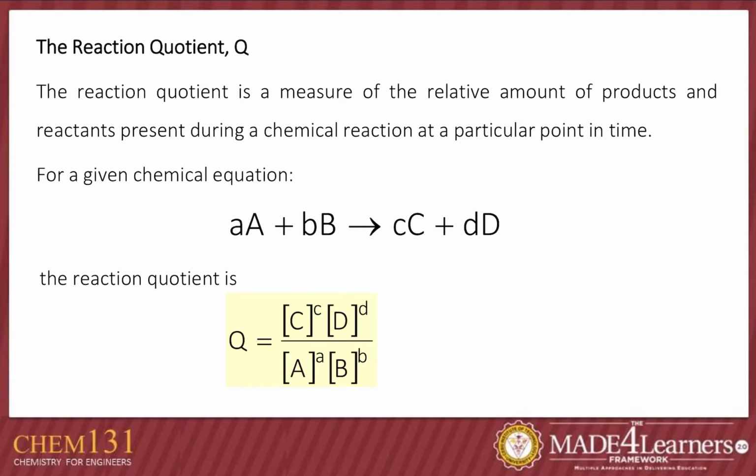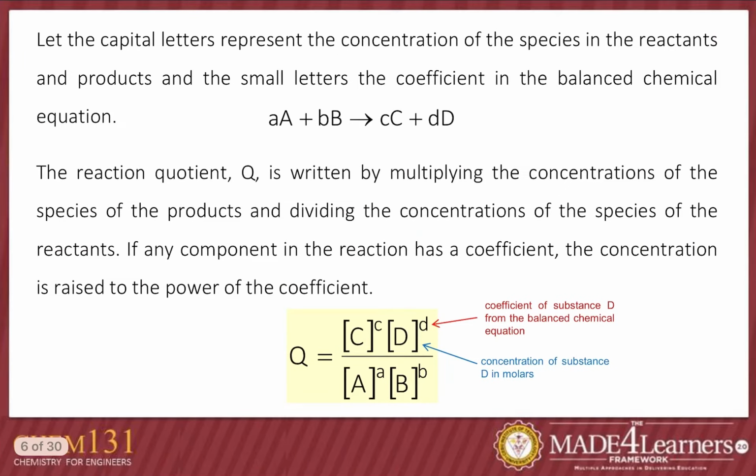So, it's concentration raised to the coefficient in the equation, i-multiply na silang tanan. Basta this is product over reactant. Okay, so that's products over reactants. The capital letters, again, as I said, represent the concentration of the species in the reactants and products, and the small letters, the coefficient in the balanced chemical equation.